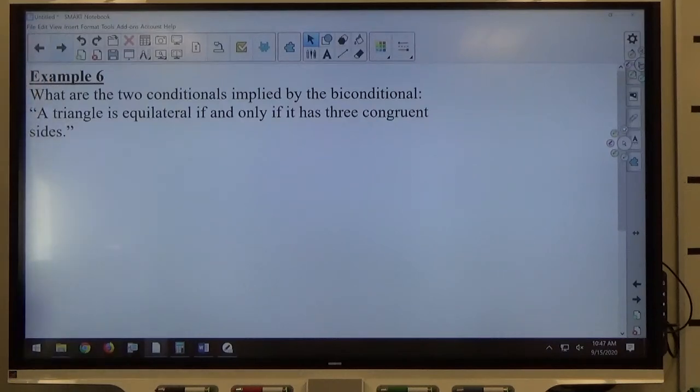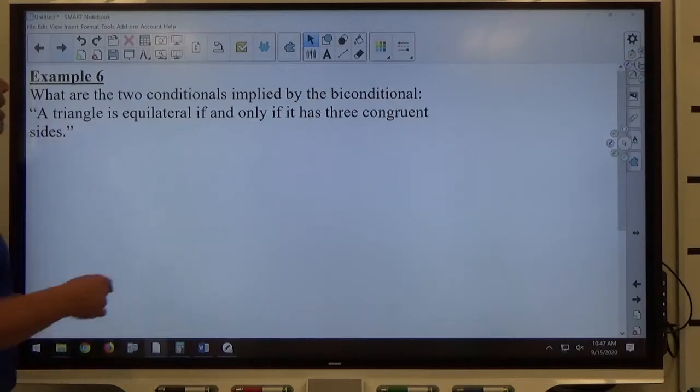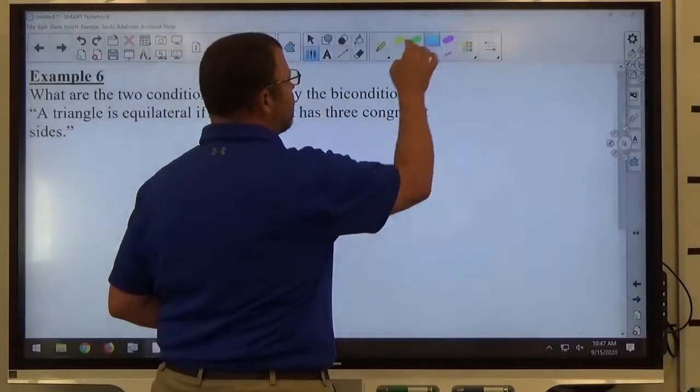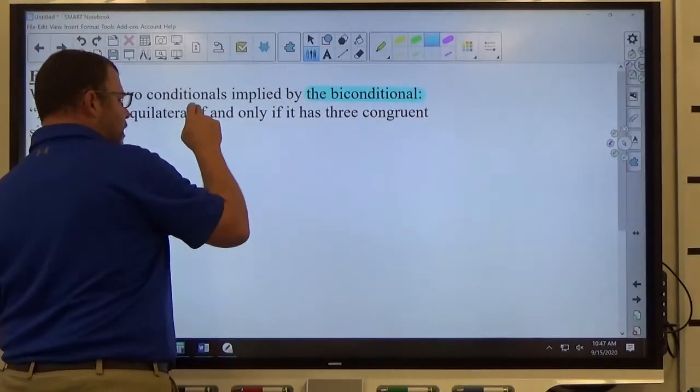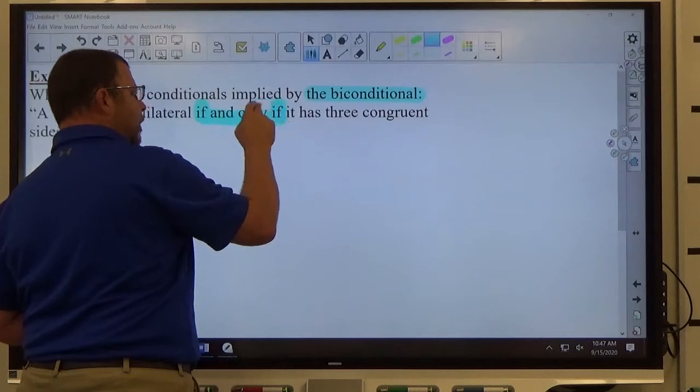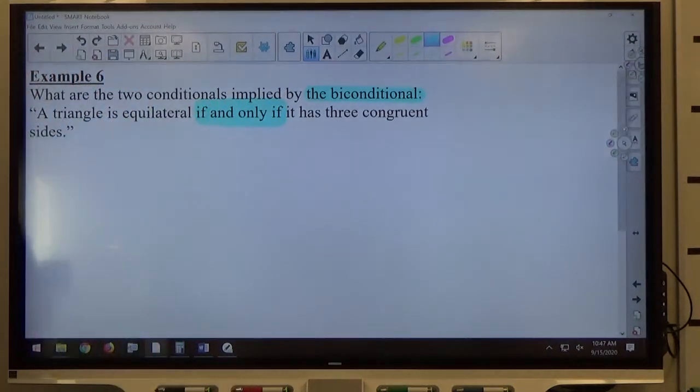All right, example 6. What are the two conditionals implied by the biconditional? A triangle is equilateral if and only if it has 3 congruent sides. So, if we're looking at a biconditional statement, the words if and only if are the separators between a hypothesis and a conclusion. And again, the if and only if means that P if and only if Q, the original statement and its converse are both the conditional statement.